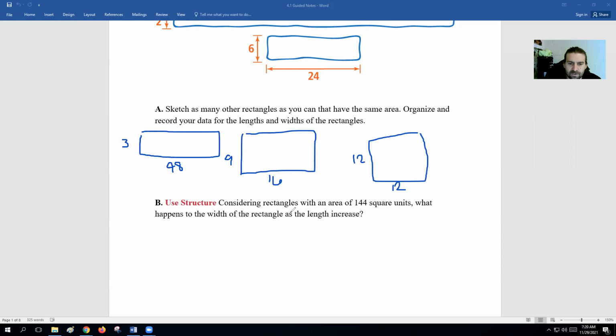So when we look at this, if we consider the area is always going to be 144 units, what happens to the width of the rectangle as the length increases? If you look backwards here, as the length gets longer and longer, the width gets smaller and smaller. So this is called an inverse variation, because as one thing increases, the other thing decreases.